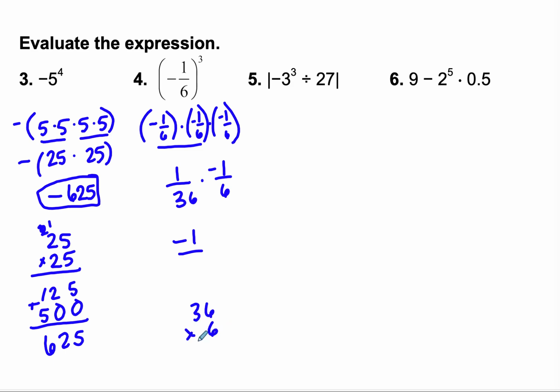times 6. 6 times 6 is 36. 6 times 3 is 18. Plus 3 is going to give me 21. So I have negative 1 over 216.